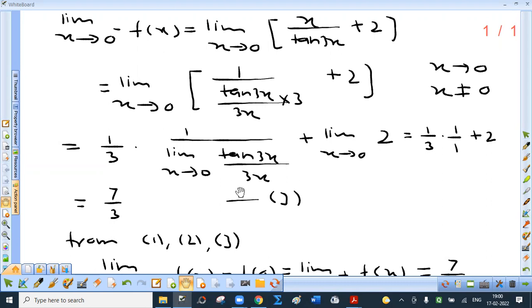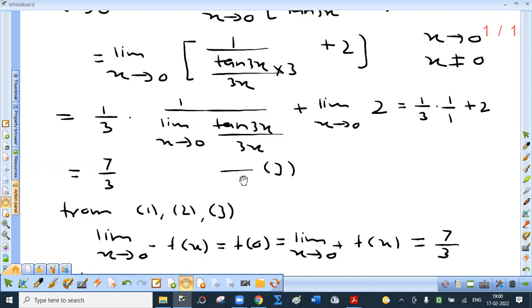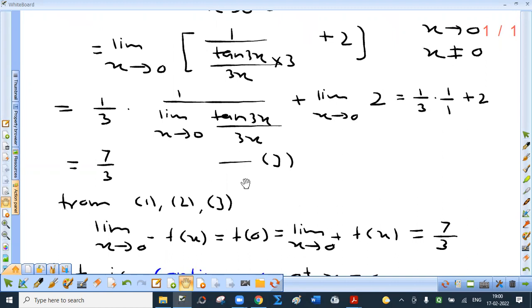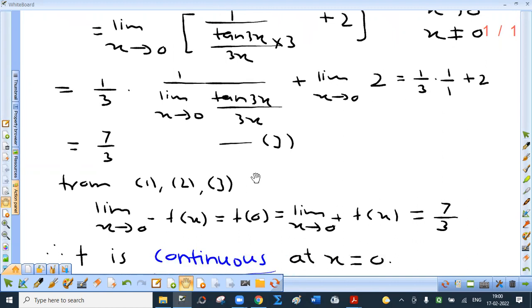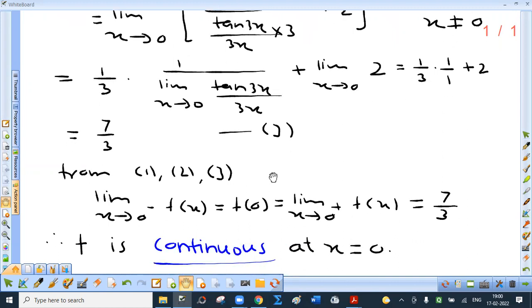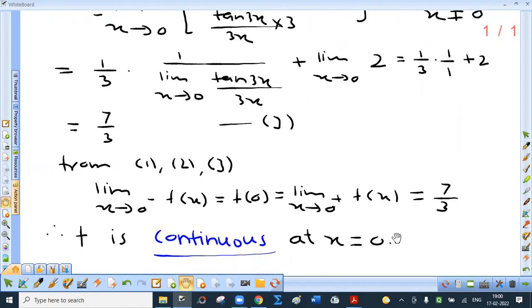So 7 by 3. Now from 1, 2 and 3, limit x tends to 0 minus f(x) equal to f of 0 equal to limit x tends to 0 plus f(x). You need not write equal to 7 by 3. It is sufficient to say that these three are equal. So the function is continuous at x equal to 0.